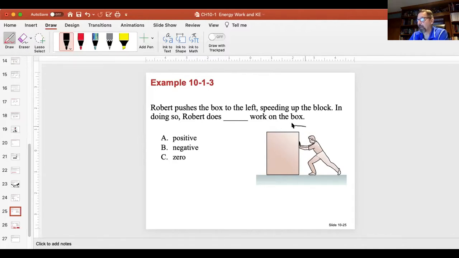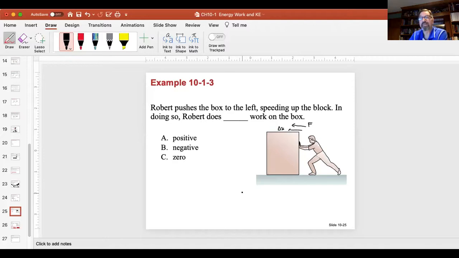Here's how you can tell. He's pushing that way with a force in that direction. The displacement of the block is also going to be in that direction. Our work is going to be positive. He is adding energy to the system. He's doing a positive amount of work because his force and his displacement are in the same direction.